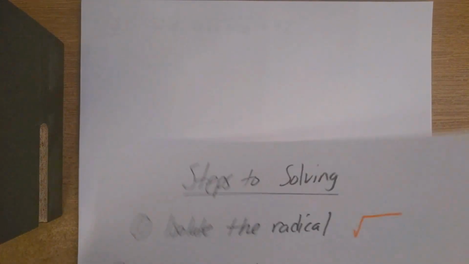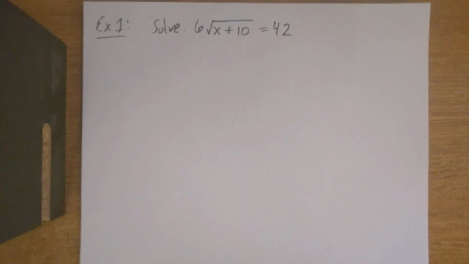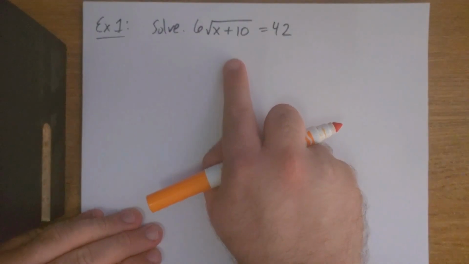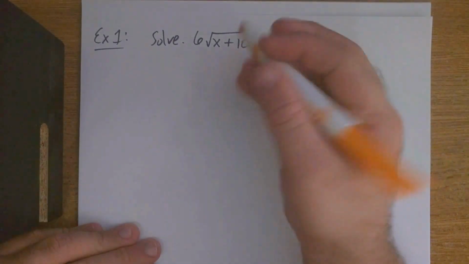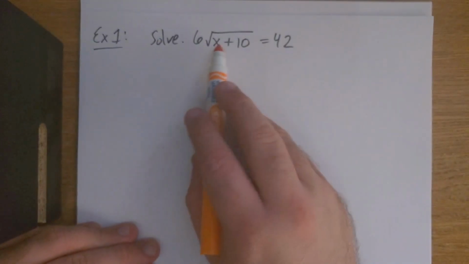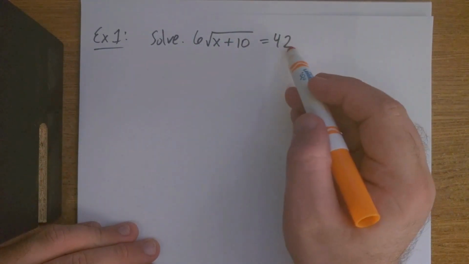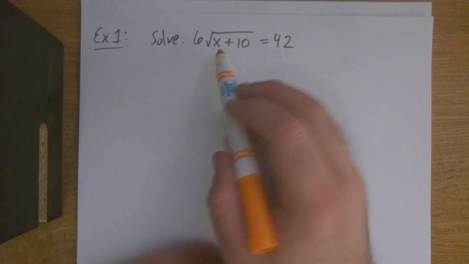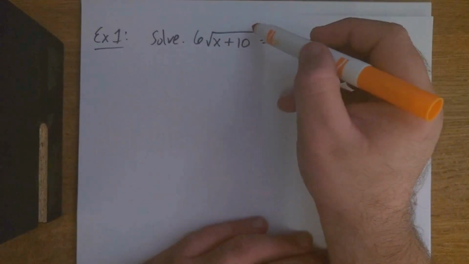So here we go. I have 3 examples to show you. We'll just go ahead and do this real quick. So we're going to solve, and we're going to check. So here, we're going to solve 6 times the square root of x plus 10 equals 42. Step 1 says we need to isolate the radical. So we need to get this radical by itself.